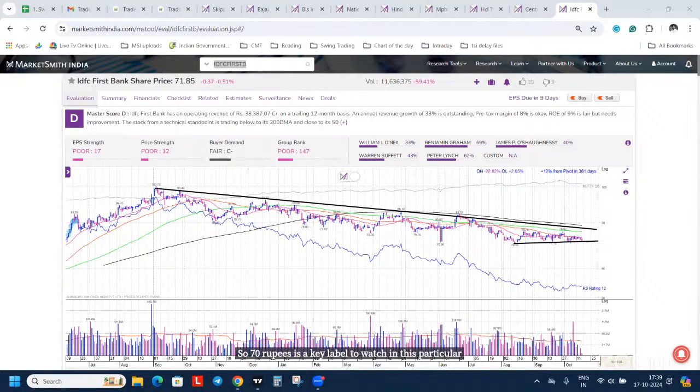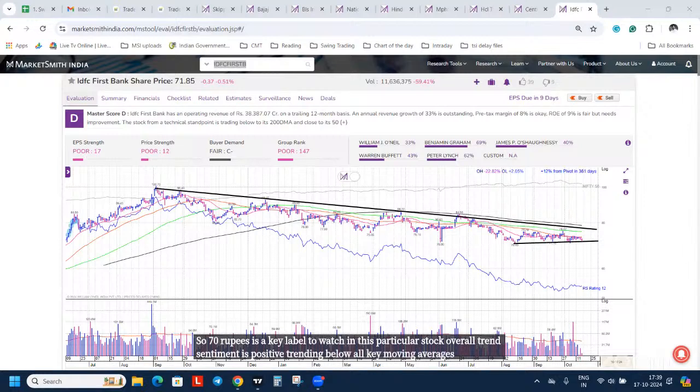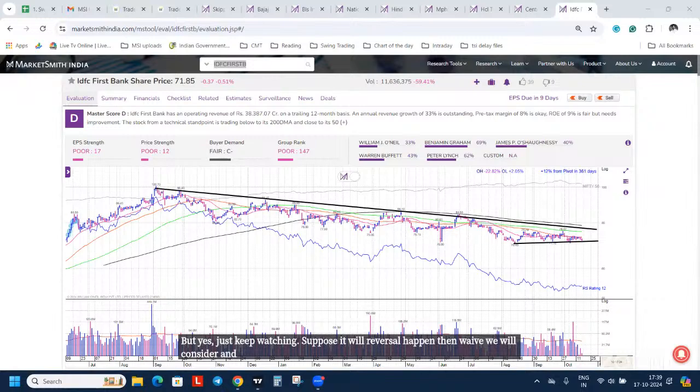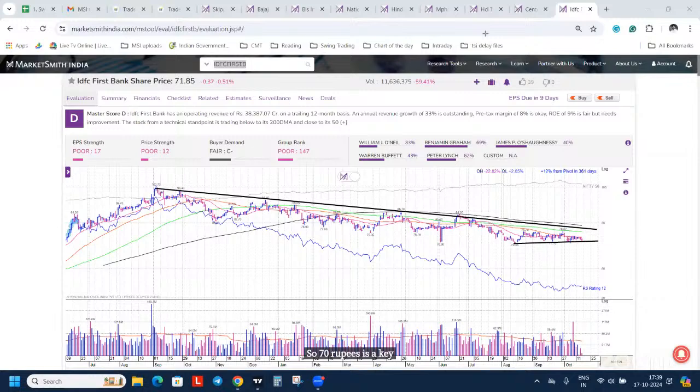Overall trend sentiment is negative, trending below all key moving averages. I would not suggest buying at the current juncture, obviously. But yes, just keep watching. If a reversal happens, then only we will consider it. And falling below 70 rupees may attract more negativity towards, maybe I can say, the 64 rupees to 60 rupees kind of zone. So 70 rupees is a key level to watch in IDFC First Bank.